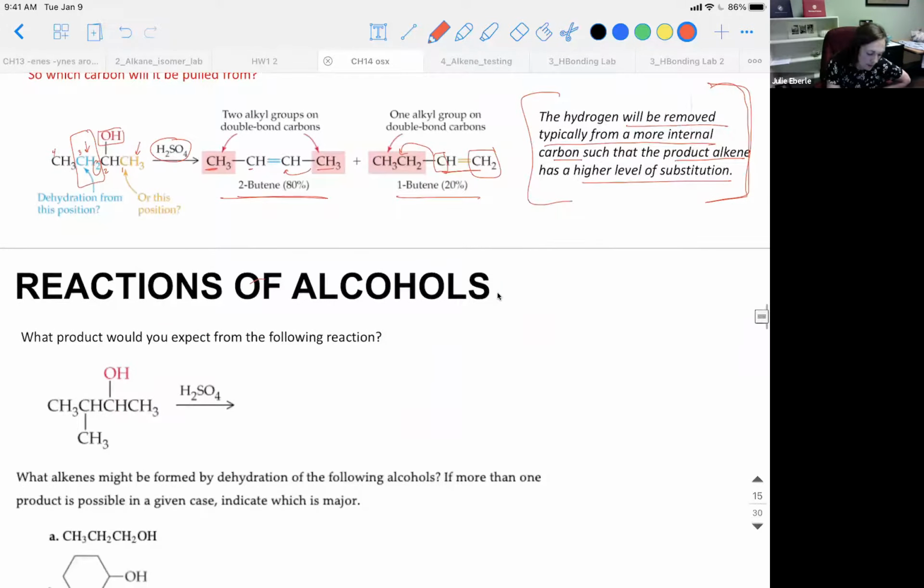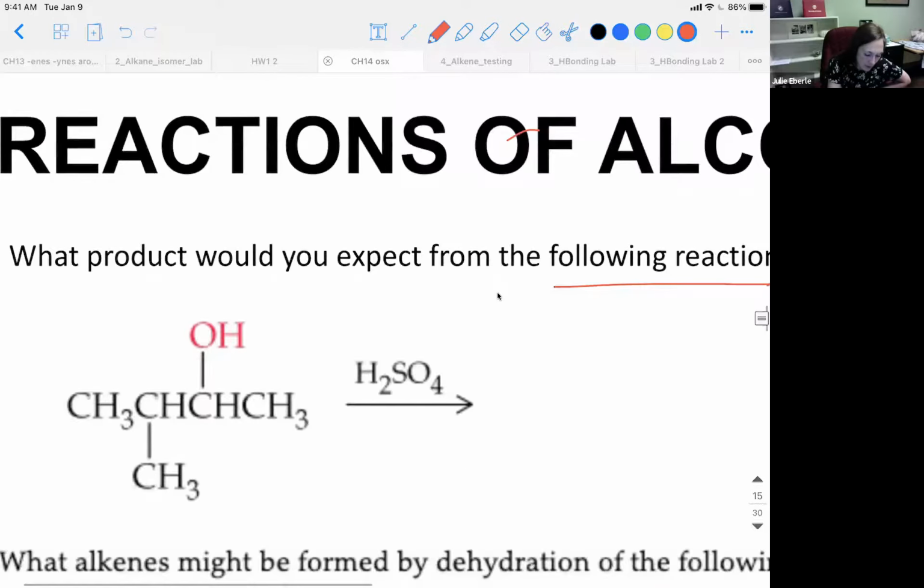So let's do a practice problem on this, and maybe that will make more sense. What product would you expect from the following reaction? We got an alcohol here. Am I going to pull a hydrogen off of here or off of here? What would help is to look at these carbons: this would be carbon 1, carbon 2, and carbon 3. Look at carbon 1 and 3, and label these carbons as primary, secondary, tertiary, or quaternary. Whichever one has a higher degree, you're going to pull the hydrogen from that carbon.